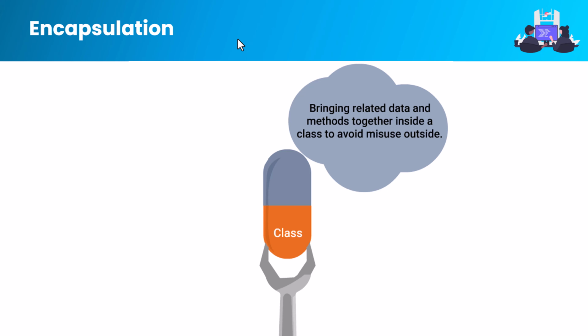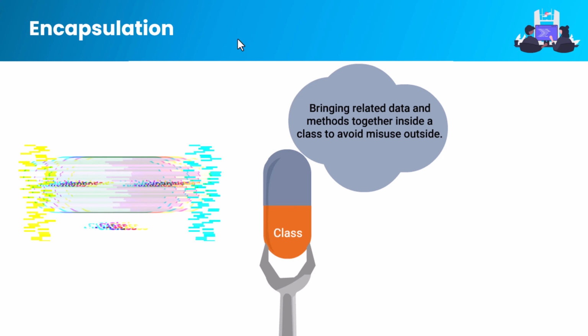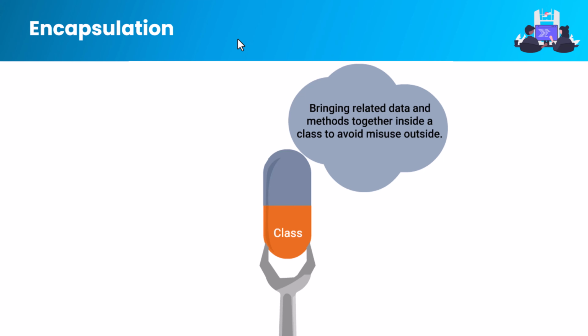So using encapsulation we can hide the data inside a class, and a class can contain methods and variables. Here data means variables and methods mean the functionality that is present inside this particular class. Okay, now I hope you understood what encapsulation is.